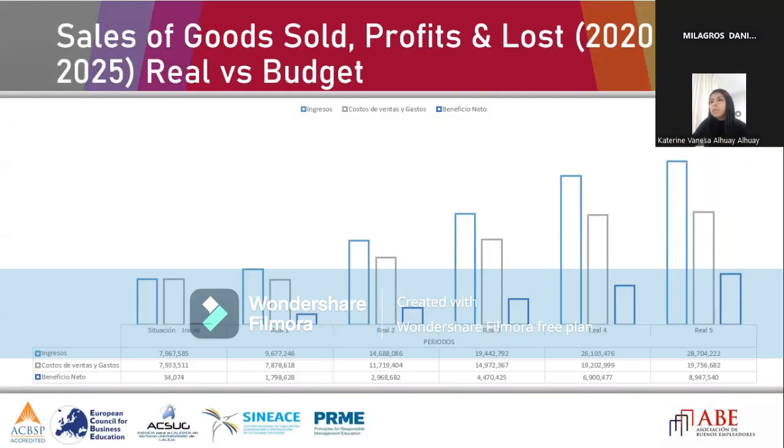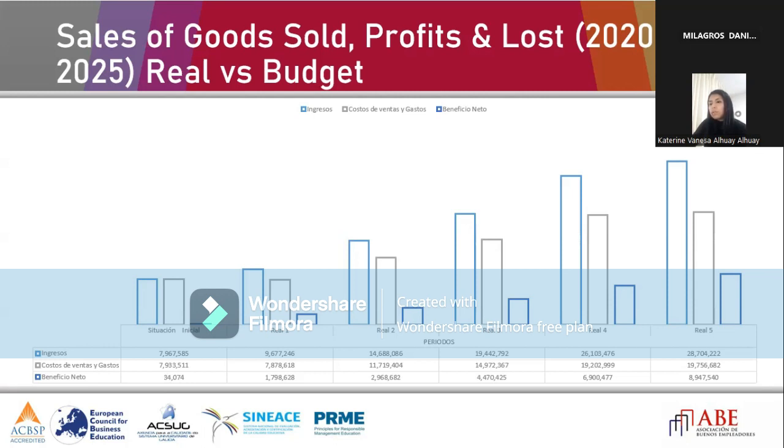Well, I'm going to present the sales, cost of goods sold, profit and loss according to 2020 and 2025, real versus budget. Okay, we can see here the incomes in the initial situation, 7,967,585, and we can see a variation in real 5, 28,704,222.